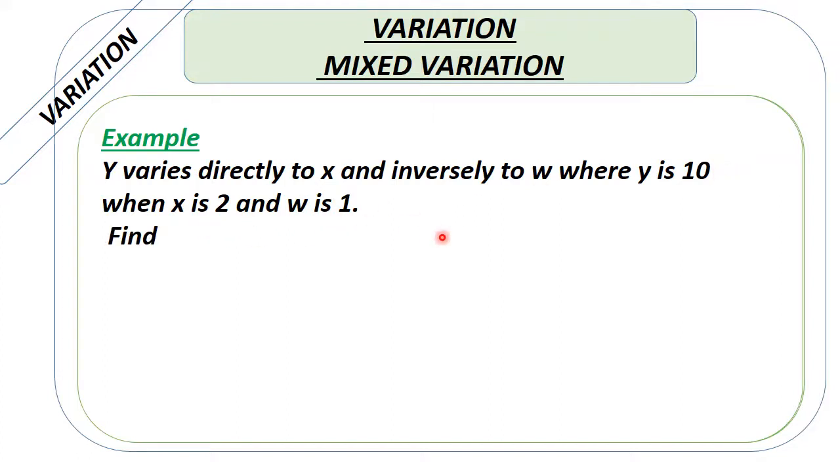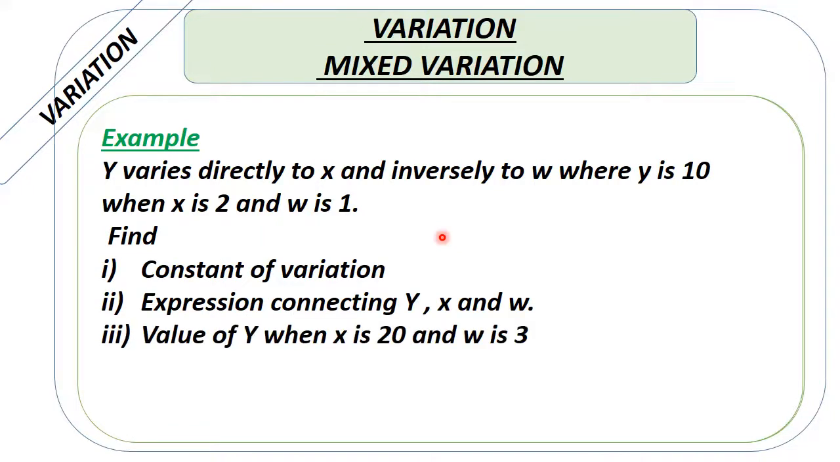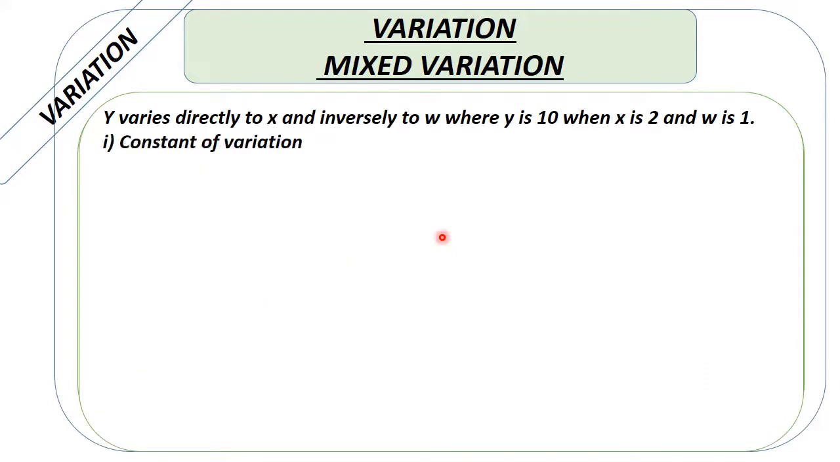The first question, as always, is find the constant of variation. Number 2, expression connecting y, x, and w. Number 3, value of y when x is 20 and w is 3. And finally, value of w when y is 1 and x is 8.